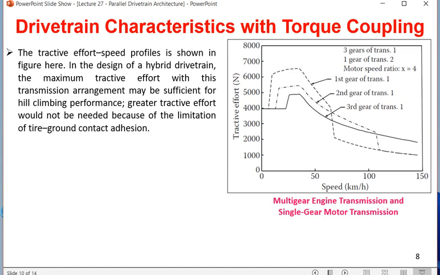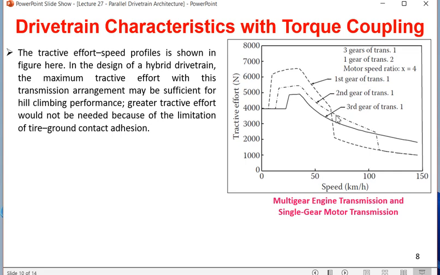So in this case, engine and motor, both gear we have kept together. So this is first gear of transmission 1. First gear of transmission 1 means this is engine or generator gear 1. This is second gear of transmission 1. This is third gear of transmission 1. That means this is simple IC engine based vehicle only.